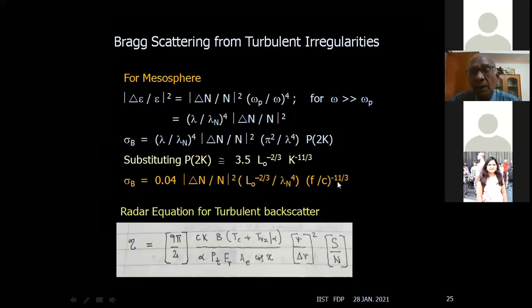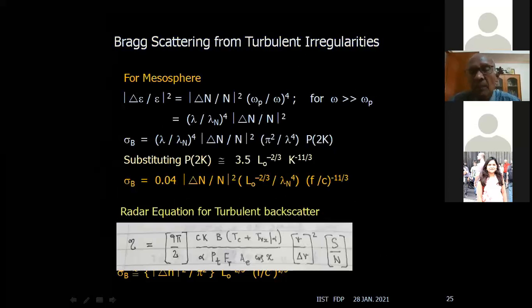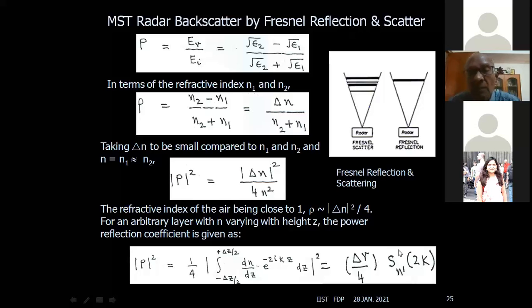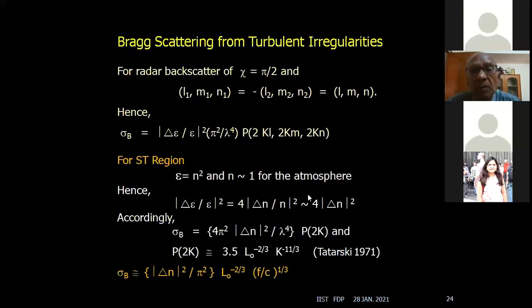your radar frequency to the power minus 11 over, and this is for the mesosphere, I'm sorry. For the stratosphere, it is f to the power 1/3. I mean, troposphere and stratosphere. This is what it is, where it is the neutral fluctuations which contribute to the fluctuations in refractive index.